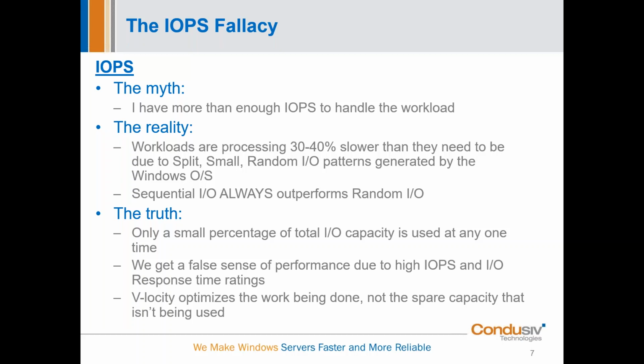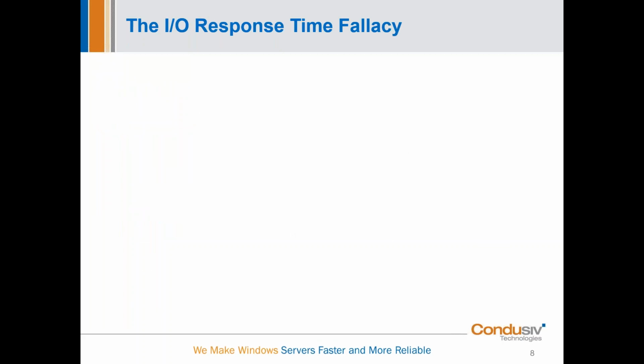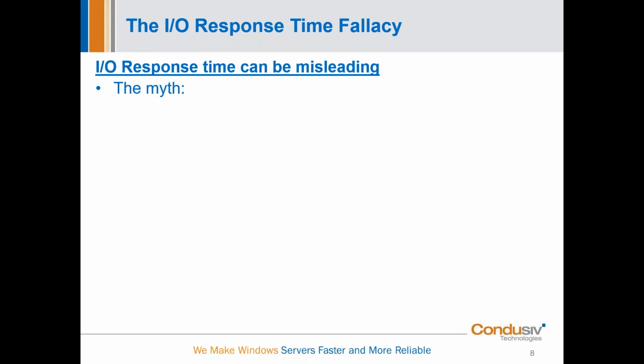Now, that brings me to the second IO fallacy, and that's IO response time. IO response time by itself can be misleading. Flash is fantastic. Hyperconverged is fantastic. The faster we can process that IO, the better. The myth, however, is that faster IO response time is the be-all, end-all. It is good, but it's not the only thing.